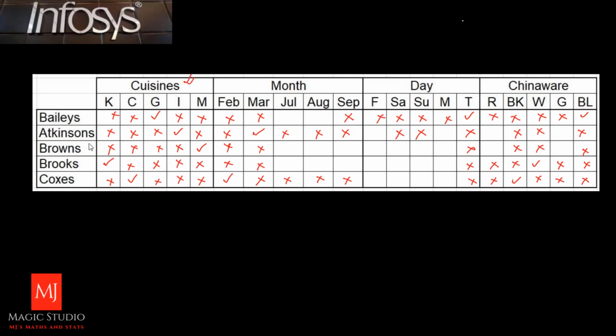Brooks don't host party on Saturday or Sunday. Brooks are not hosting on either Saturday or Sunday. And if you remember, in one of the questions, some piece of information was also given. Browns host the party on Saturday. If Browns are hosting party on Saturday, if we put a tick here, then Sunday, Coxes are hosting party on Sunday, it becomes clear.